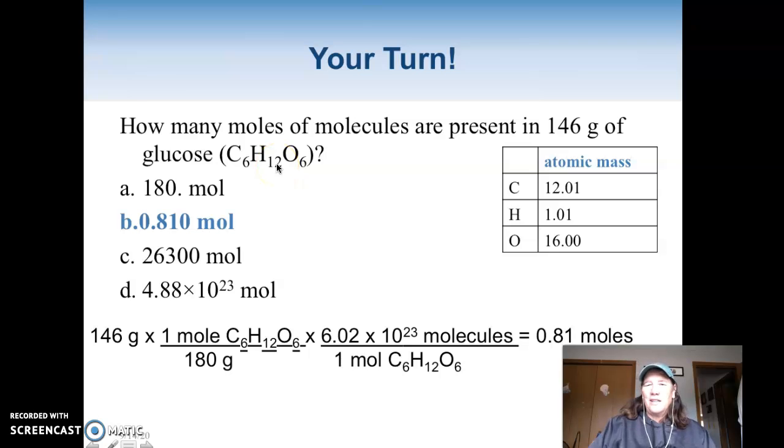That's just one of those things I know. I can't remember people's birthdays half the time, but I can remember the formula mass of glucose. It's sad, isn't it? But anyway, what I would do is start out with what I know. I have 146 grams, okay?